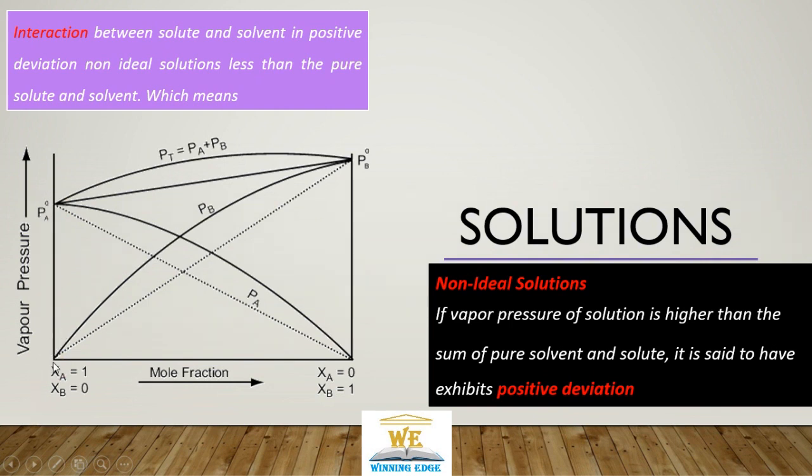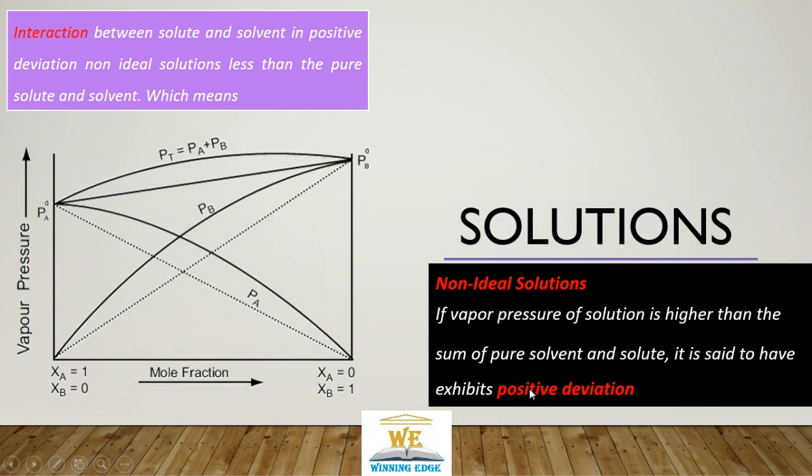Pa is the pure solute, Pb is the pure solvent. This is the vapor pressure of the pure solvent, and the vapor pressure of the pure solute. Here Xa is the mole fraction, 1 for pure solute. Xb is 1, which means it's 100% present, pure solvent. As we move from here, or let's say here, where solvent is 100%, the solvent concentration will keep on reducing and the solute concentration will keep on increasing in mole fraction terms. So here, this is the ideal solutions line. This black straight line is the ideal solution.